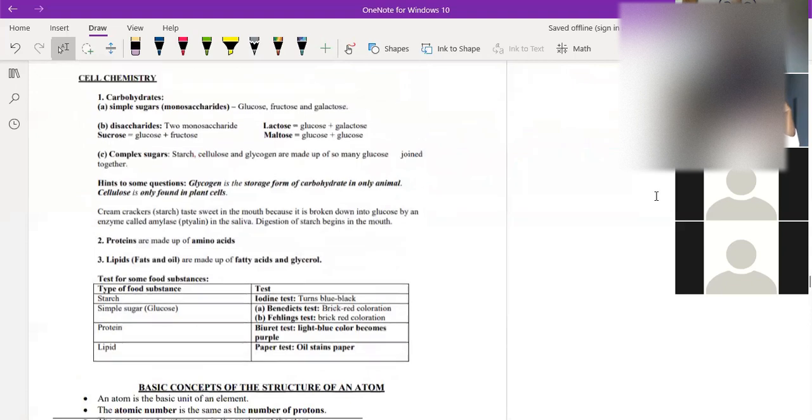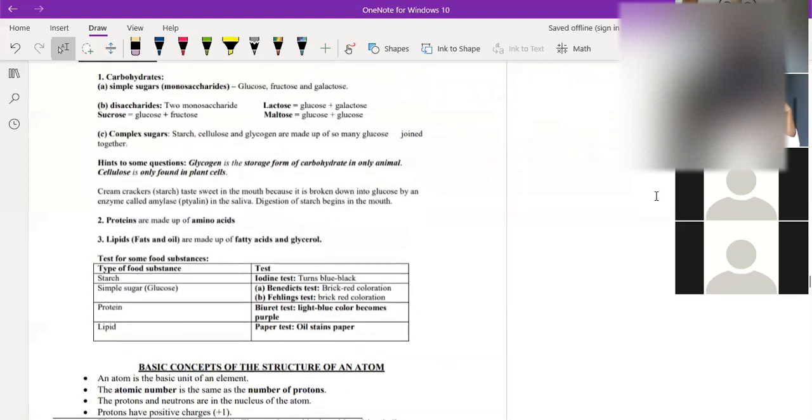Now let's do a little bit about the chemistry of the cell. So we want to talk about some food substances. And the first one I want to mention is carbohydrates. So you have carbohydrates, you have fat and proteins. So let's begin with carbohydrates. Now there are two main types of carbohydrates: we have the simple, and then we have the complex, right? Simple sugars, there are two types.